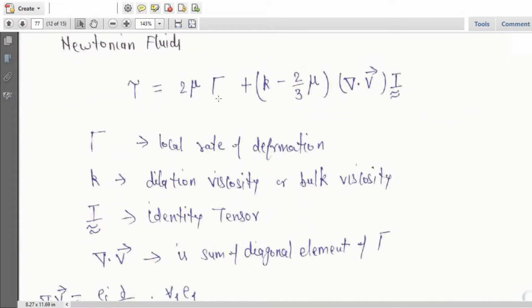Now tau is given by this for Newtonian fluids: 2 mu gamma plus (k minus 2 by 3 mu) multiplied by del dot v into I, where gamma is the local rate of deformation, k is dilation viscosity or bulk viscosity, I is the identity tensor, and del dot v is the sum of the diagonal elements of gamma only.